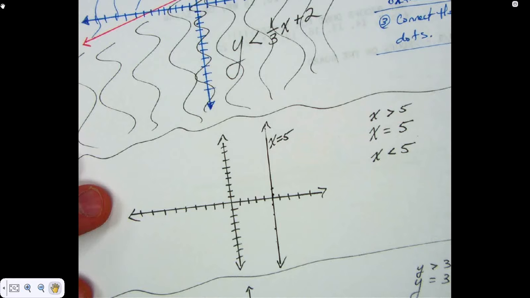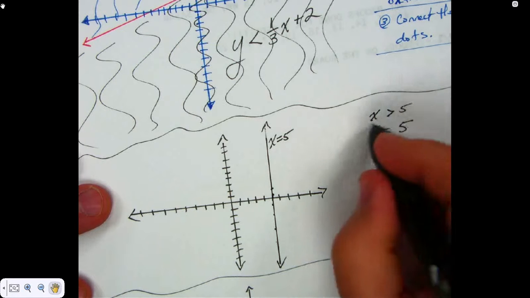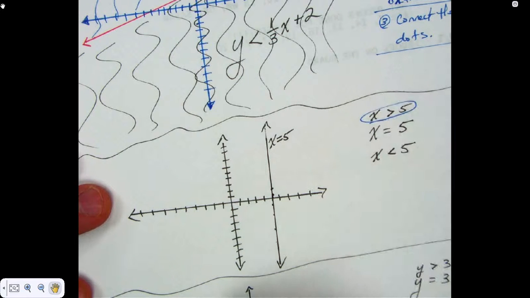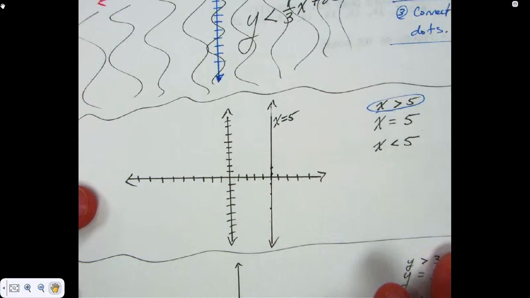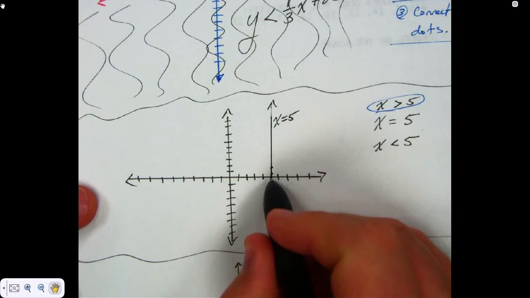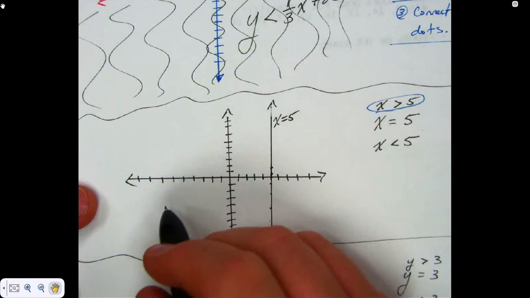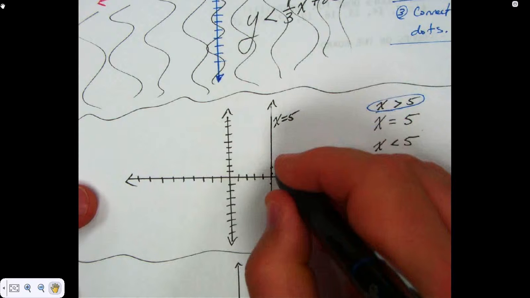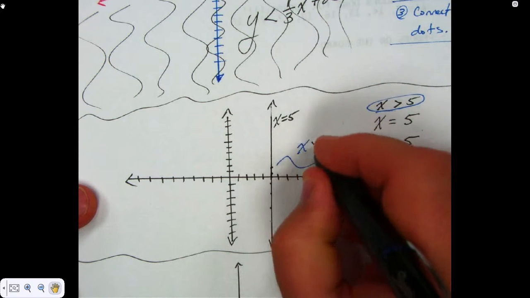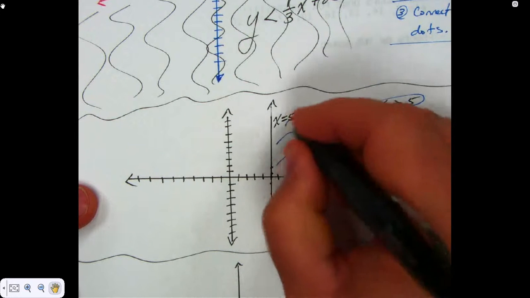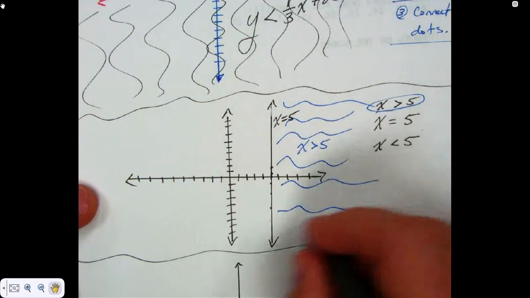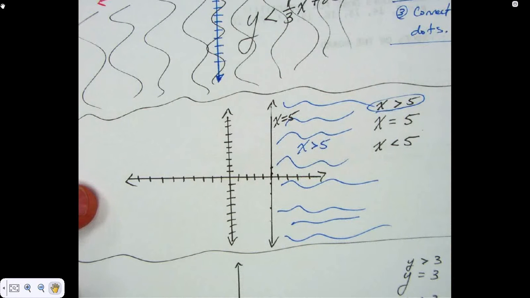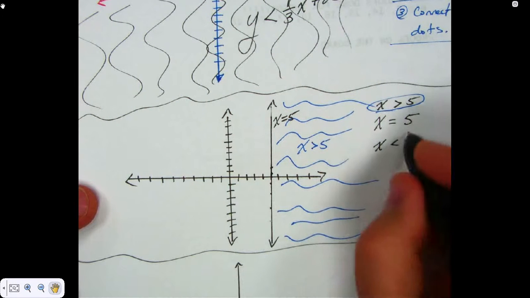Now, let's go with the x's greater than 5. Where do you think that would be? Where do the x's get bigger, to the right or to the left? To the right. So this would be where x is greater than 5, shading all this way. Everyone agree?